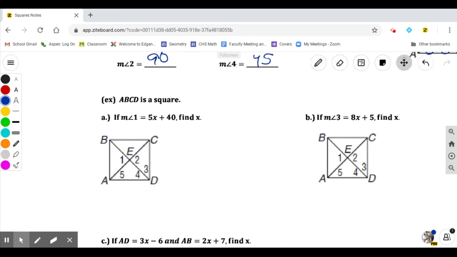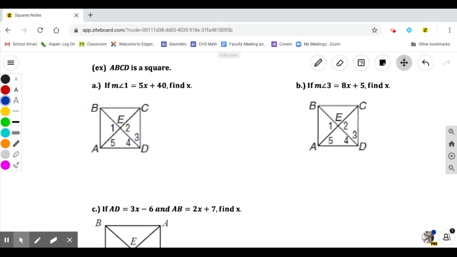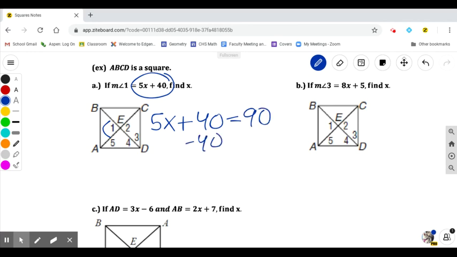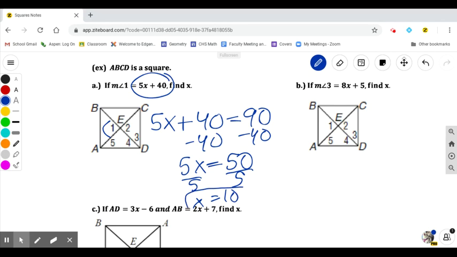We're going to do some algebra. Letter A here, we're given something about angle 1. So angle 1 is here, which is 90. So that just means that this is equal to 90 degrees. So we're going to set up 5x plus 40 equals 90. We're going to subtract 40. So we have 5x equals 50. Divide by 5. So we get x is 10. So that's what happens when you're given something for one of these middle angles. Those are all 90, so you set it equal to 90 and solve.